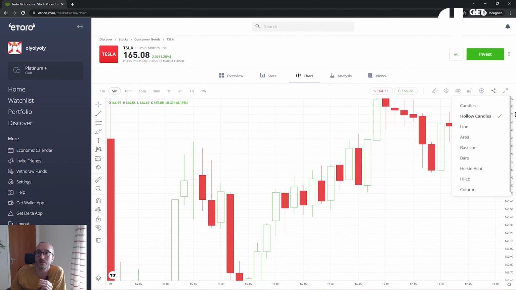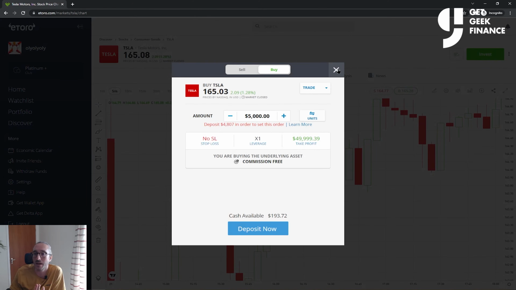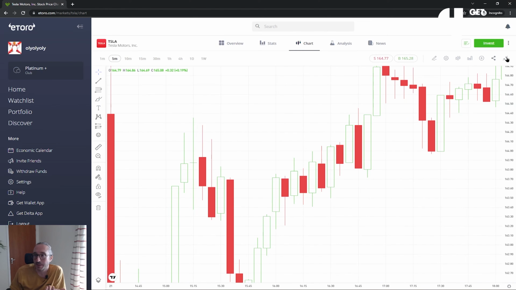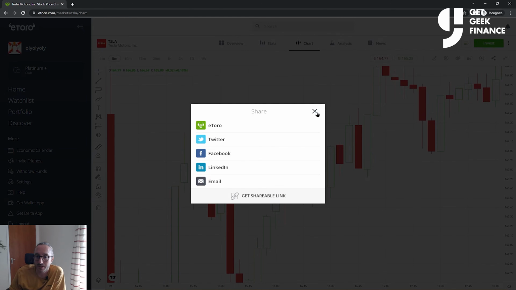So moving on to other basic functionality, is the buttons to open trades here. So B opens the buy window and S opens the sell window. Now, if we go through these buttons from right to left first, that just expands your chart so you can see more. This is just a share button if you want to share the chart with, say, your nan.